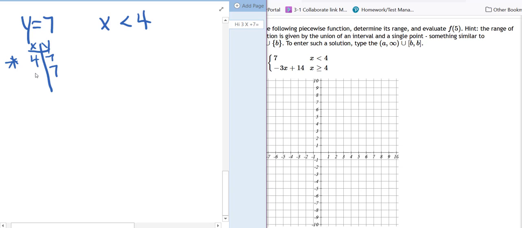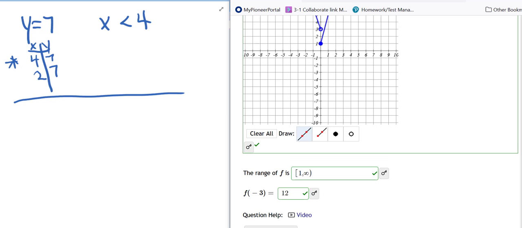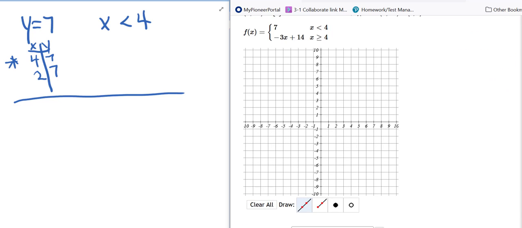And then we have to have things less than 4. So let's say we pick a 2. 2 is less than 4. So we'll graph that one. So we want an open circle because it's just less than. And our point's 4, 7. That's our first point with an open circle.